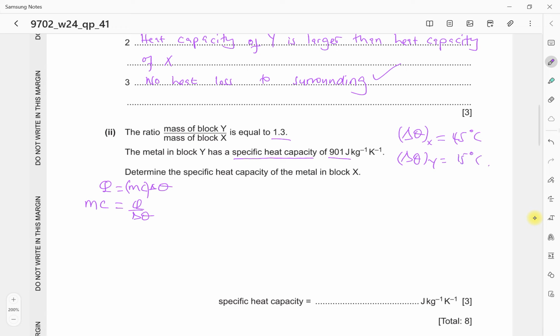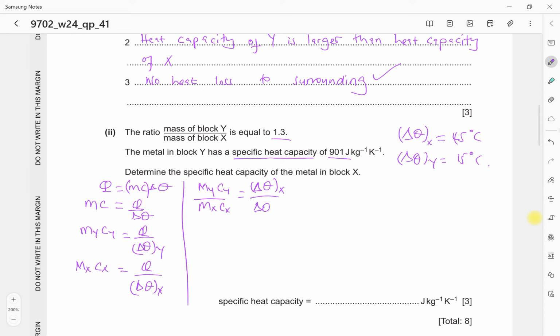So I'm going to have the mass of Y times the specific capacity for Y is going to be equal to Q divided by delta theta for Y. Similarly, the mass of X times the specific capacity for X is going to be Q divided by delta theta for X. Now I'm going to divide these two equations because I want m of Y over m of X. So m of Y, c of Y, over m of X, c of X is going to be, here now I get the reciprocal, I'll cancel out Q. So this is going to be delta theta for X divided by delta theta for Y.